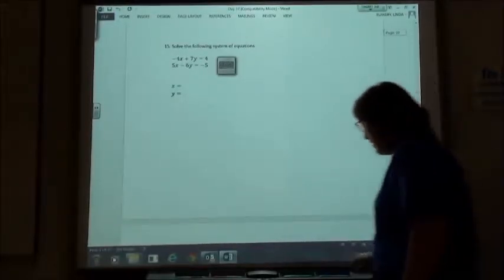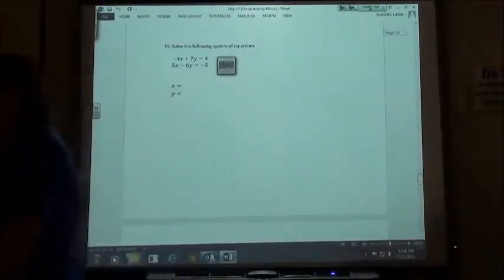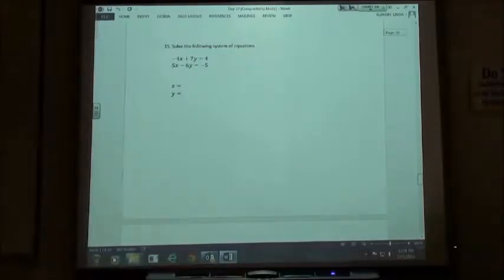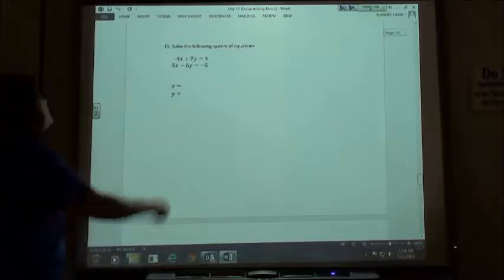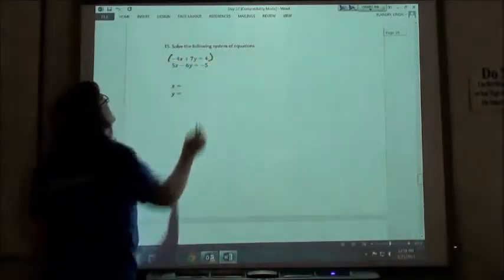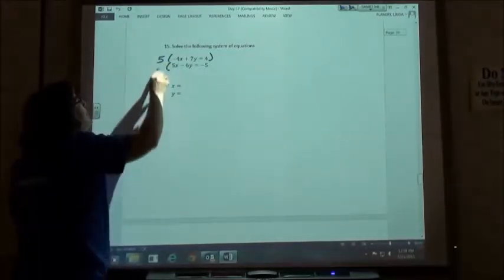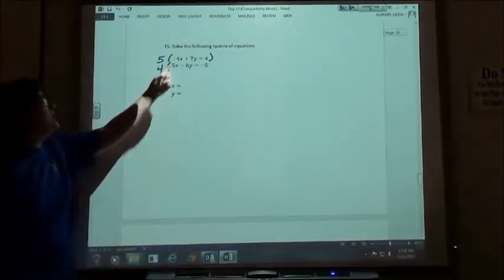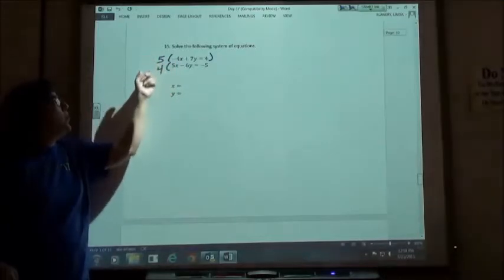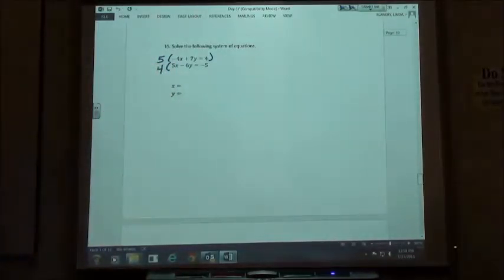Number 15. That one doesn't look like either the x's or the y's would be much different. You want to get rid of the x's or the y's? X's, okay, so we're going to take our top equation times 5 and our bottom equation times 4. Again, these already have opposite signs, so both of those will be positive on the outside.